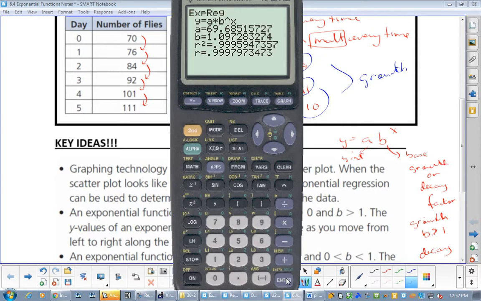What is B? So 1.097, so 1.1, right? So that should kind of make sense. It is, right, increasing. What would be the y-intercept? 69.68. Yeah, 69, which is pretty close to 70, and that's how many we had at 0, right? So it should make sense.